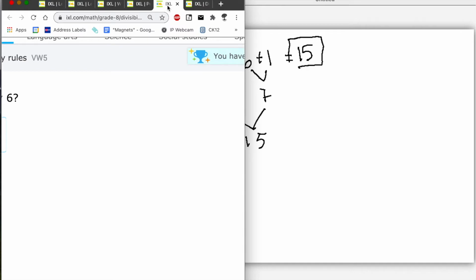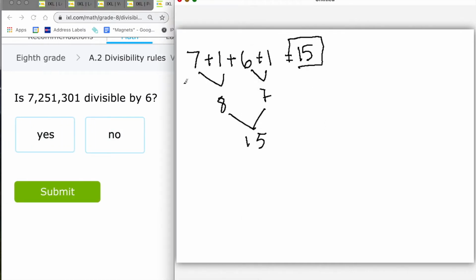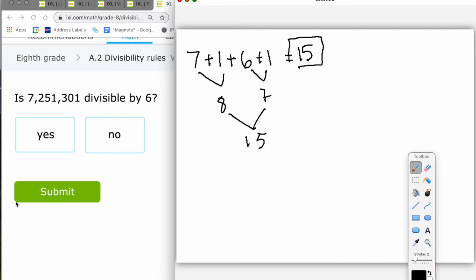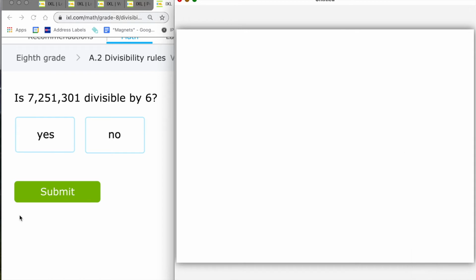For the 6s, 6 is tricky because you have to do 2 rules. So I would ask her, do you remember what the rule for 6 is? And she would probably say, I don't remember. And then I would say, okay, 6, what are the 2 numbers that multiply to equal 6? And then I would help her get to 2 and 3. 2 and 3 multiply together to equal 6. If 2 and 3 go into whatever the big number is, then 6 also will.